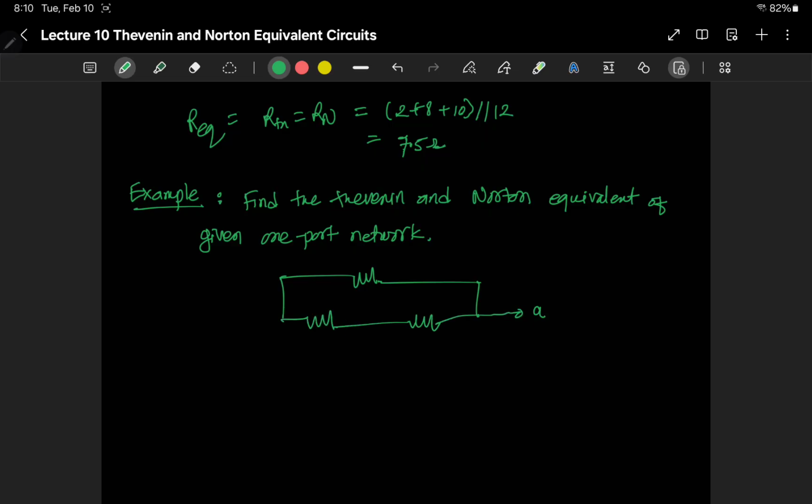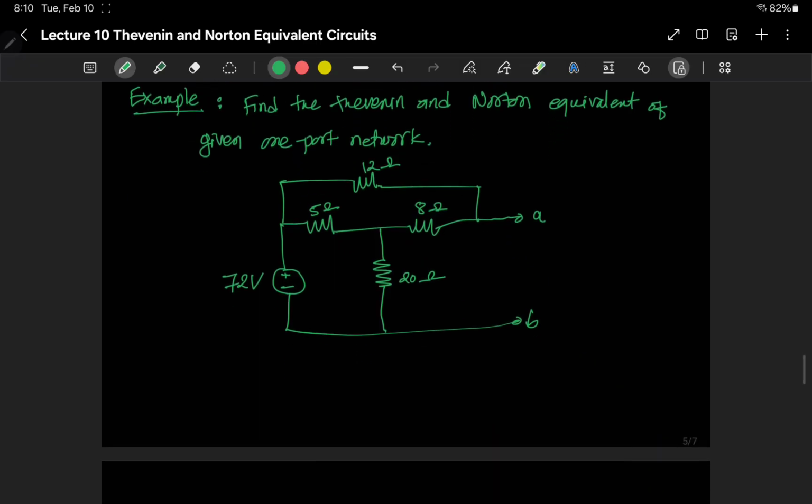Say this was A, and we had a voltage source, and this is B, and it's connected by another resistance here. So this is given as 72 volts, this is given as 20 ohms, this is given as 5 ohm, this is given as 12 ohms, this is given as 8 ohms. And now because we have this open port, one port, we can transform it to a Thevenin and Norton equivalent.